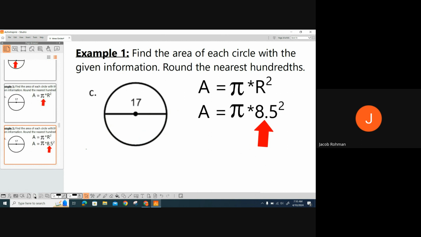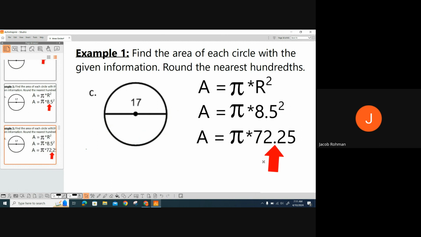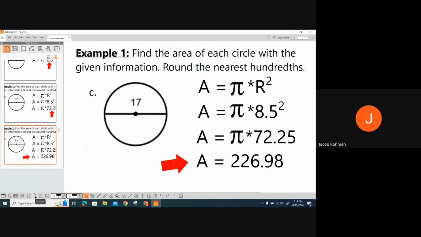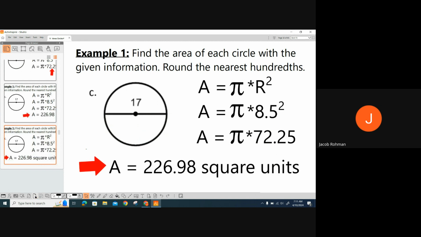And then if I square 8.5, I'm going to get 72.25. And then we're going to go ahead and take 72.25 times pi, which is going to be 226.98. And so then we would say the area of this circle is 226.98 square units.